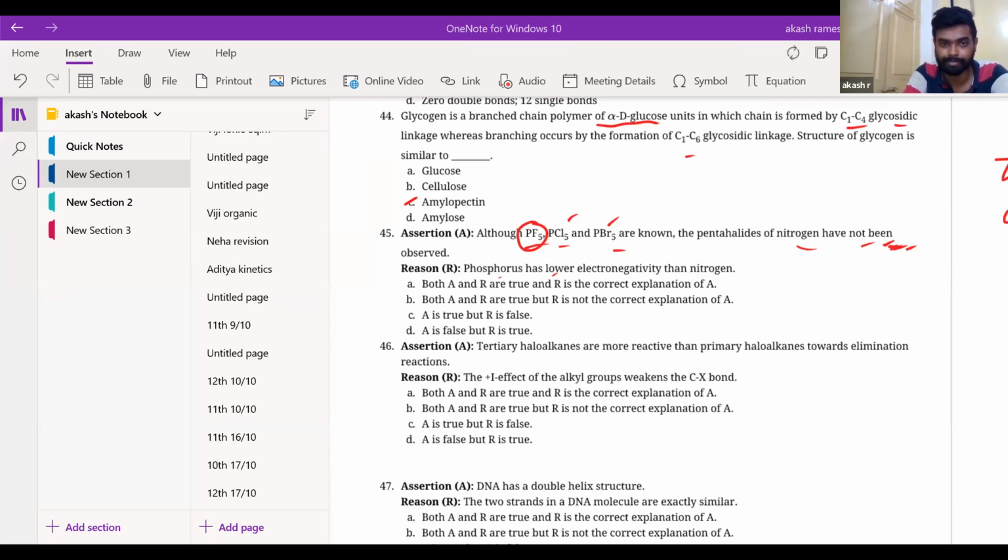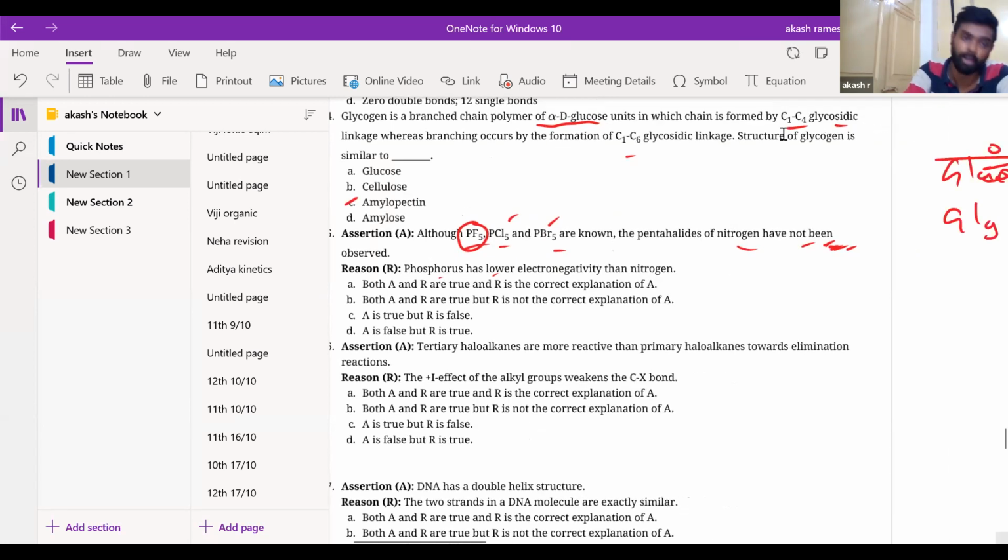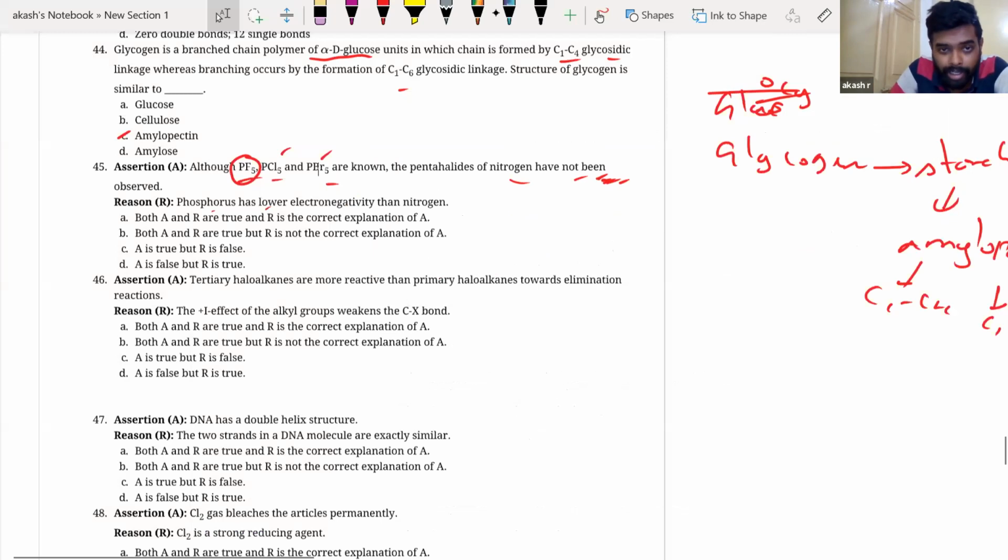Okay. So definitely, as you told, the assertion is correct, right? PF5, PBr5, PCl5 are known. The reason they are giving for this is that phosphorus has lower electronegativity than nitrogen. Is it because of that or something else? Because of lack of d orbitals, sir. It is because of lack of d orbitals.